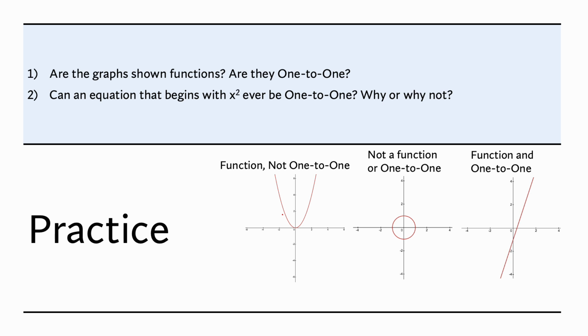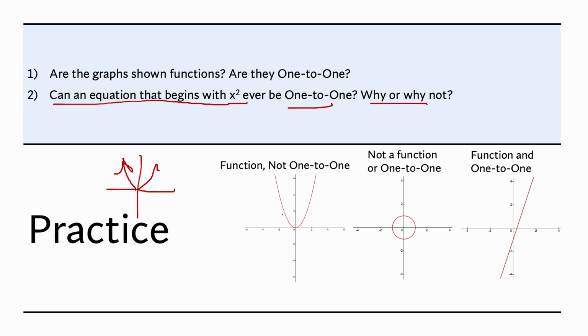Okay, so now let's address the second question. Can an equation that begins with x squared ever be one-to-one? Why or why not? So let's think about that. What does a function that begins with x squared look like? That's going to look kind of like a U shape, right?